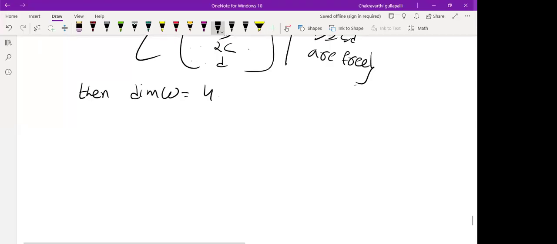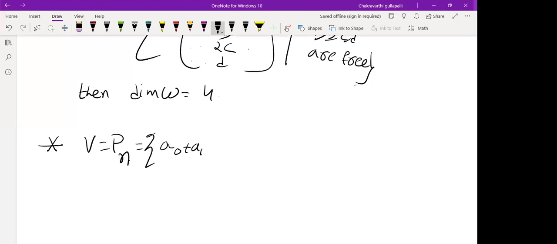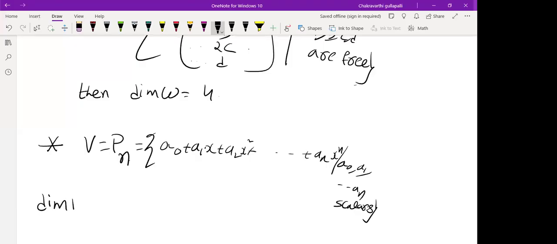Now, the set of all polynomials Pn, you know, is going to be a vector space. What is Pn? Polynomials of degree at most n. So, a0, a1x, a2x square, up to an x power n. Maximum degree n. What are a0, a1, a2, an? They are nothing but scalars. So, what is the dimension of Pn then? N plus 1.